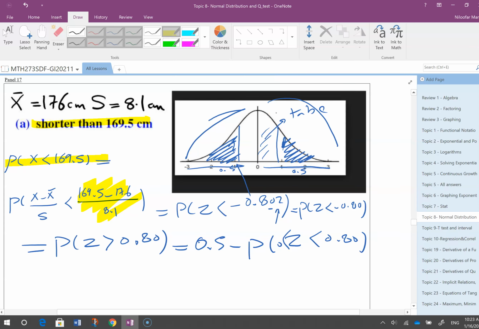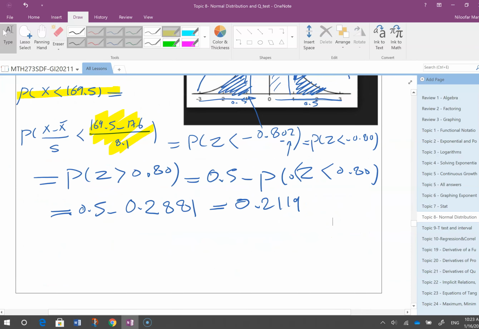Why minus that? Because I can use the table for that part. So I reach to that part, which is half minus 0.2881 when I use the table for this value. Make sure you have the table handy just to check. So the result is 0.2119.